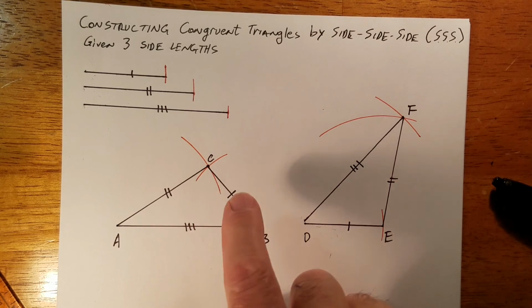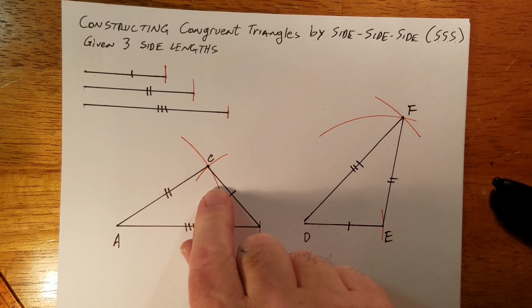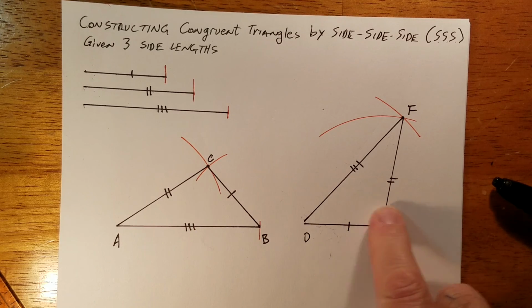And there is a sequence of rigid motions that you can use to map this triangle onto that one, but they will be congruent.